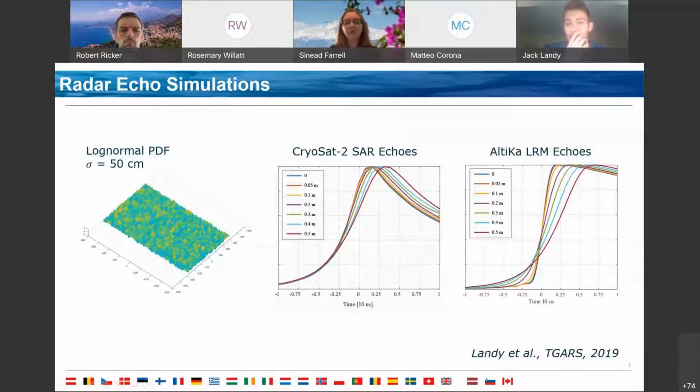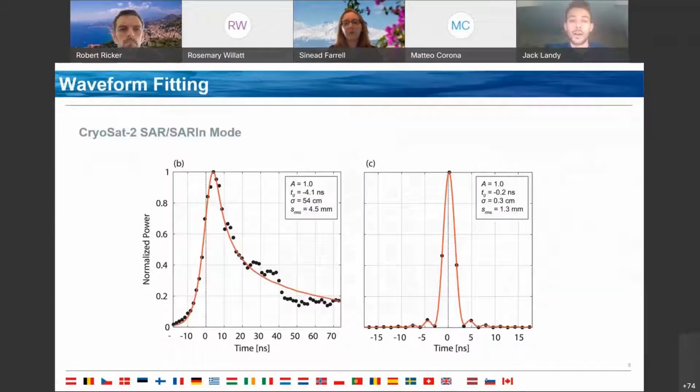So we build up a set of lookup tables from thousands of these simulations, and then we use these to fit actual CryoSat and Antarctica. And that's what I'm showing here. On the left, we've got a characteristic roughness sea ice surface with a standard deviation of 54 centimeters and our retracking point at around 70%. And then our lead has a retracking point right up towards the peak with this really specular return.